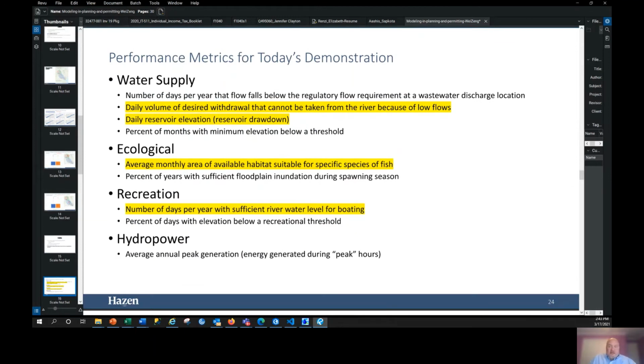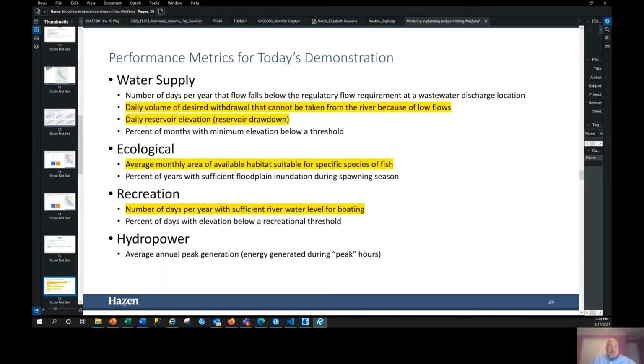Given the resolution of the beam approach, the list of potential PMs, or performance metrics, is vast. Here are some example PMs that might be stipulated for the OOA beam, just off the top of our heads. When looking at water supply, one can look at the daily volume of desired withdrawal that cannot be taken from a river because of low flows or from a reservoir because of low elevations.